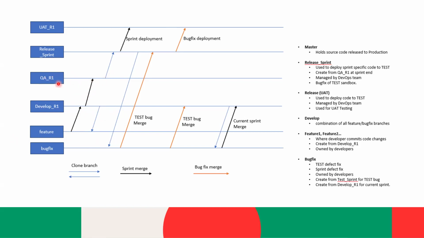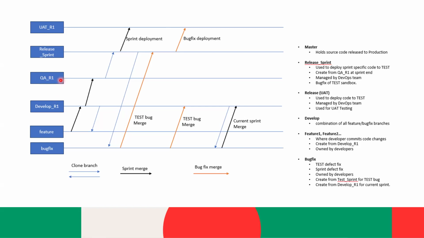Now there is UAT testing going on, so you need to deploy everything to UAT. From QA R1, you can raise a PR directly to UAT. But here you can see I have created one release sprint branch. Why I have done this, I can explain. Let's say Friday is my last day for sprint 1. And UAT will always be n-1. Why am I saying n-1? N means our current sprint, and -1 means one sprint back. So sprint 1 is completed.